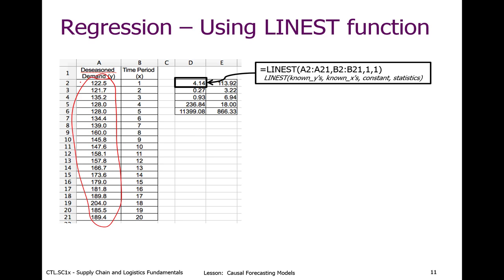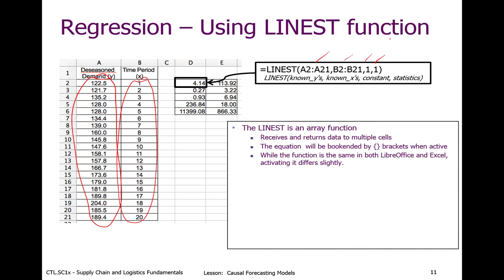The second parameter is all the known X's, and it's just all my X's, my time periods. The third is an indicator of whether I have a constant or not. Always set that to 1. You can estimate these models where you force it to go through 0, but that's generally bad practice. And then the fourth parameter is just another 1, so I want to see all the statistics. So all the known Y's, all the known X's, and then a 1, comma 1.